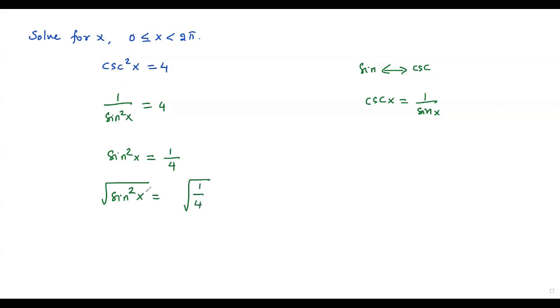Whenever I take the square root on both sides of an equation, for one of the square roots I have to consider a positive or negative sign. So I consider positive or negative for this one. Here the square root and square cancel on the left side, and I'm getting sine x equals positive or negative the square root of 1, which is just 1, over the square root of 4, which becomes 2. So I get two values for sine x: one is sine x equals positive 1/2 and the other is sine x equals negative 1/2.